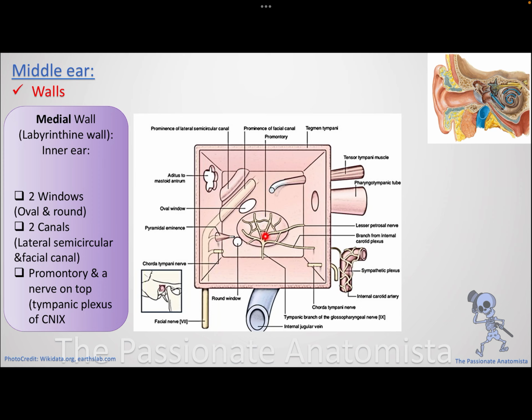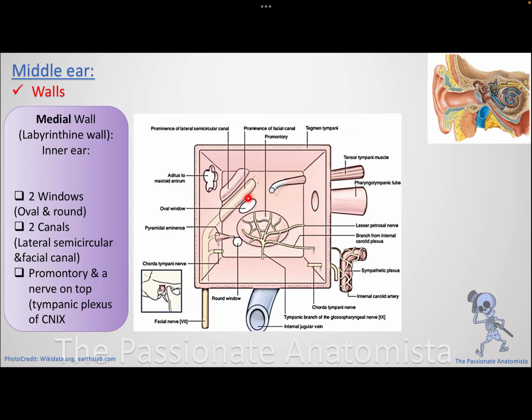Check. Now, what are the two windows and what are the two canals? Think about them. You have a bulging impression from the lateral semicircular canal. This is making an impression on the medial wall. So one canal is the prominence of the lateral semicircular canal, because the anterior and posterior canals don't contribute to the walls. And we have the facial nerve canal.